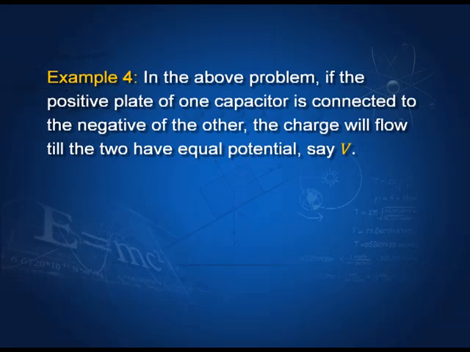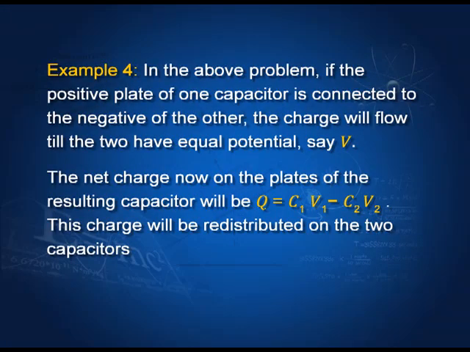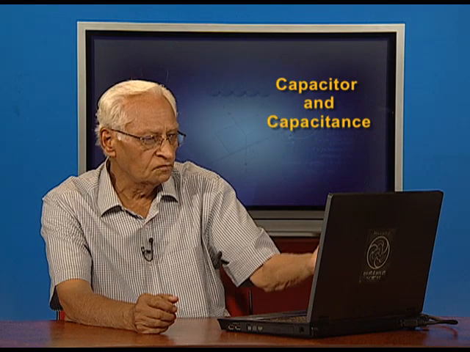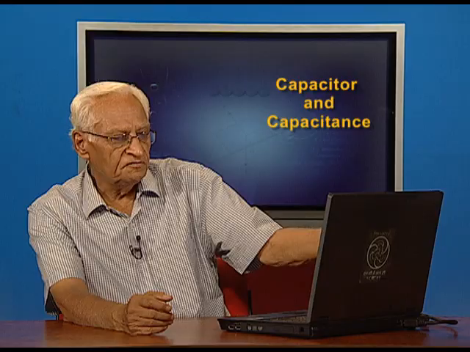In the above problem, if the two were connected in series, and they were allowed to have a connection between them, then the charge would be C1 V1 minus C2 V2, the total charge, and therefore, the total charge is Q1 plus Q2 equal to Q, and the common potential is equal to Q1 by C1 equal to Q2 by C2, and we can solve these equations and we can get Q1 and Q2, and we can find out whether the energy increases or decreases.